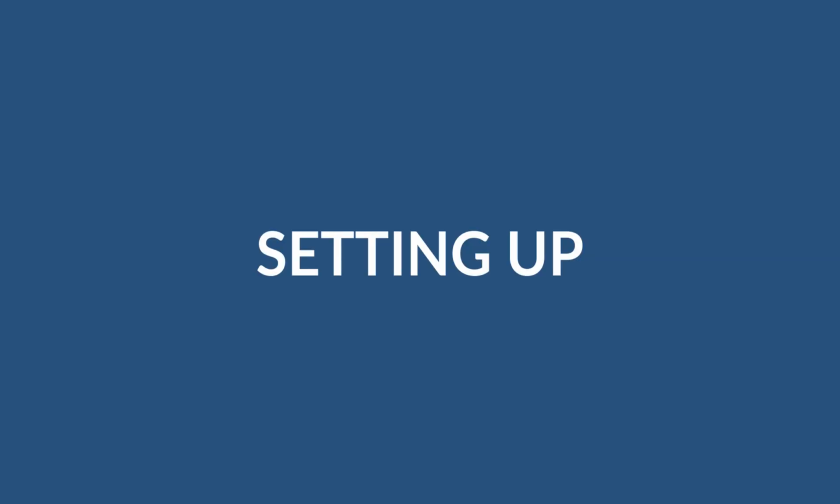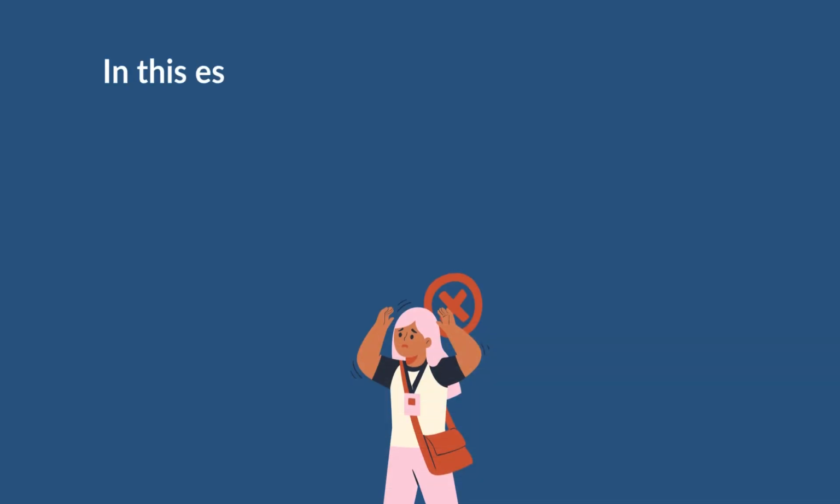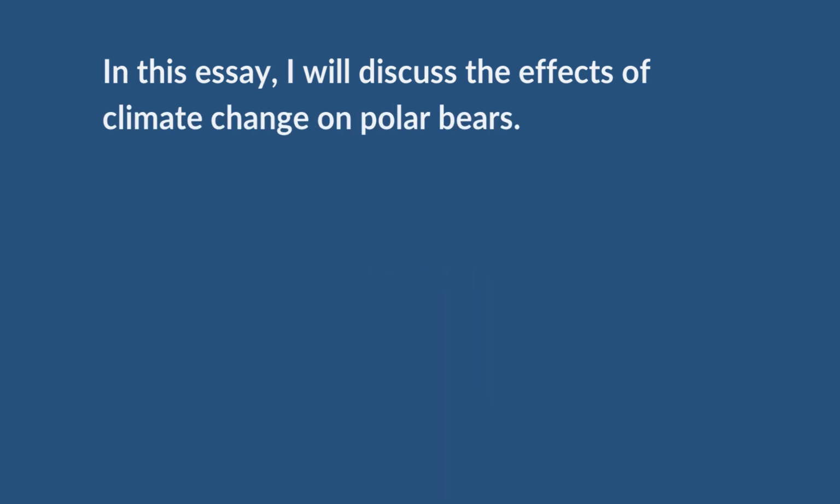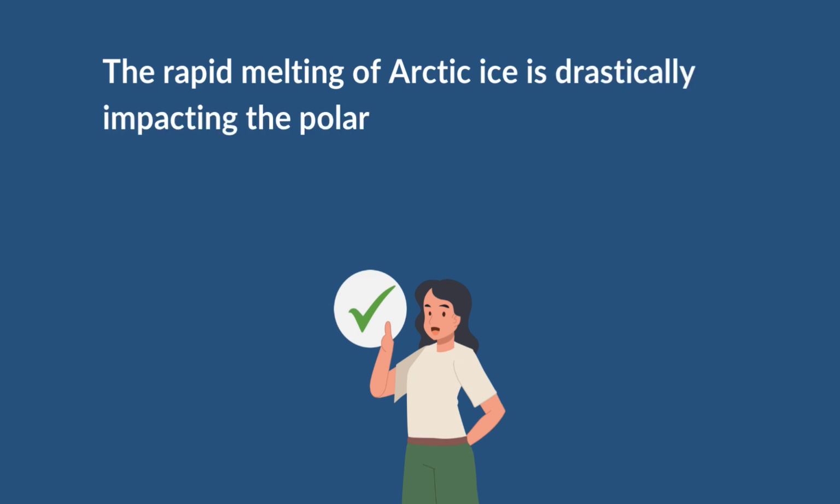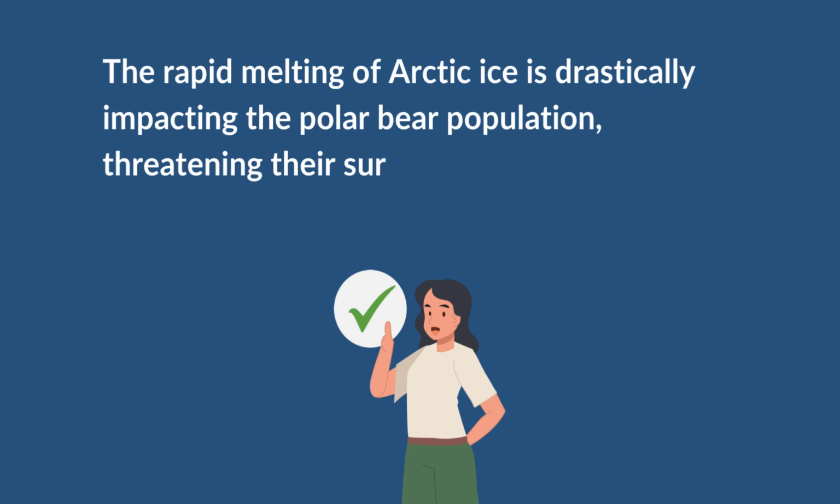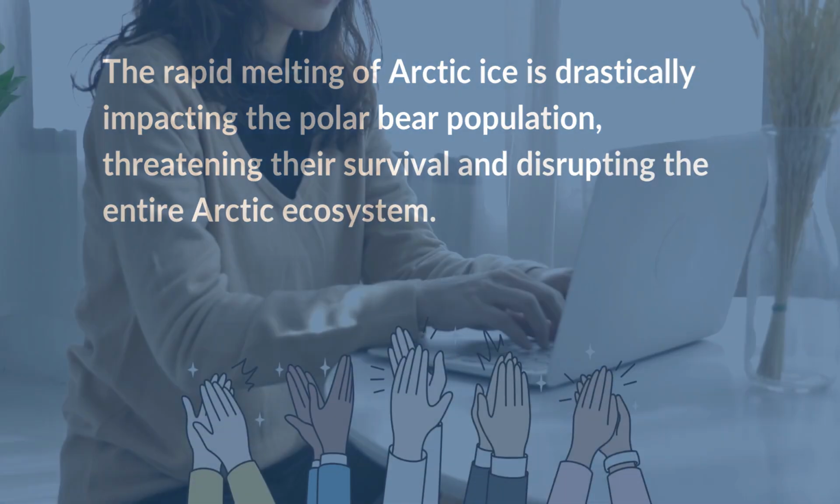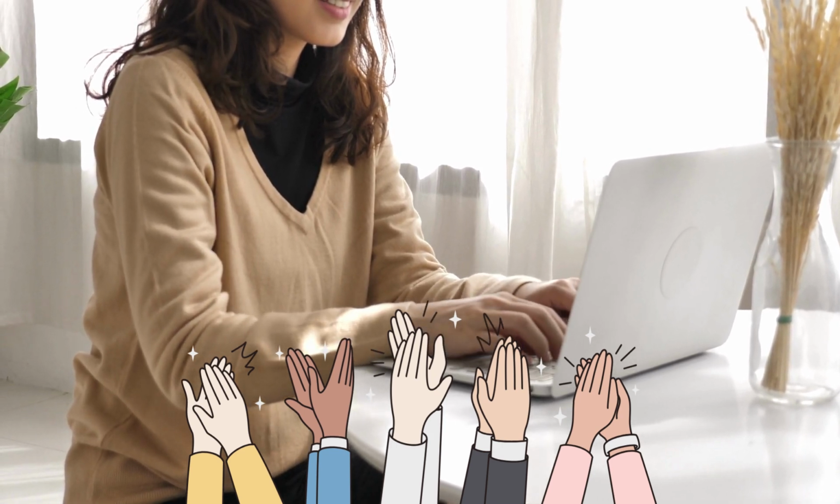Now let's talk about setting up your argument. Avoid phrases like, "In this essay, I will discuss." Instead, speak in broad strokes about your essay's purpose and objectives. For example, instead of saying, "In this essay, I will discuss the effects of climate change on polar bears," you could say, "The rapid melting of Arctic ice is drastically impacting the polar bear population, threatening their survival and disrupting the entire Arctic ecosystem." This approach sets the stage for your argument in a more engaging and specific way.